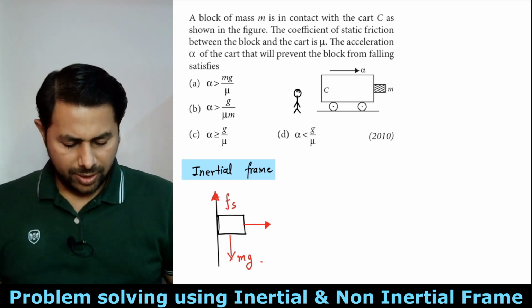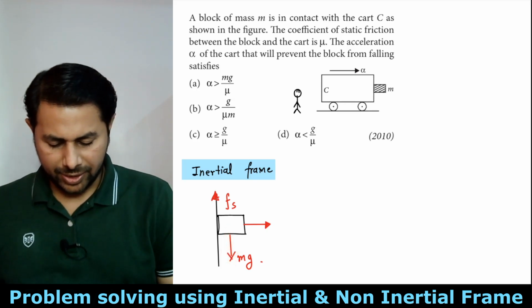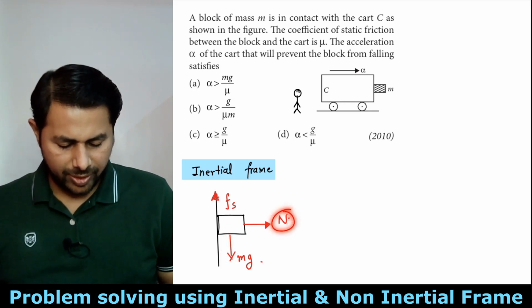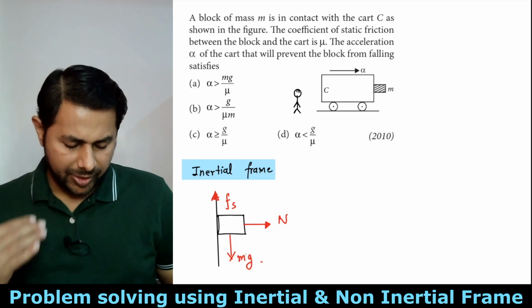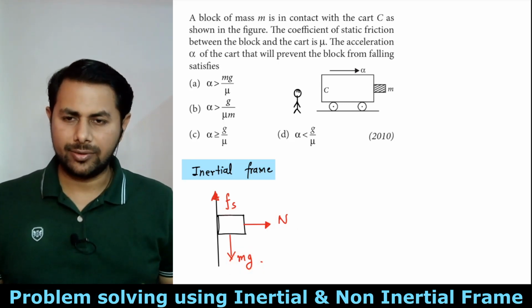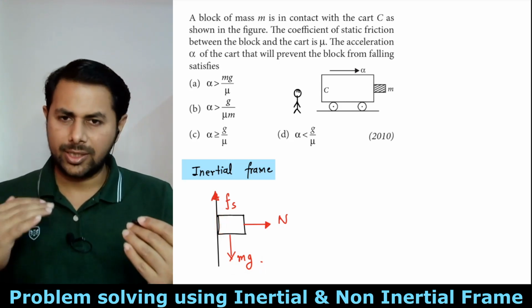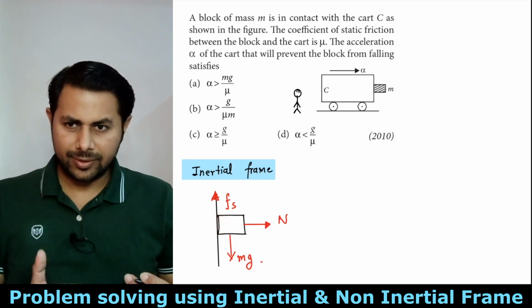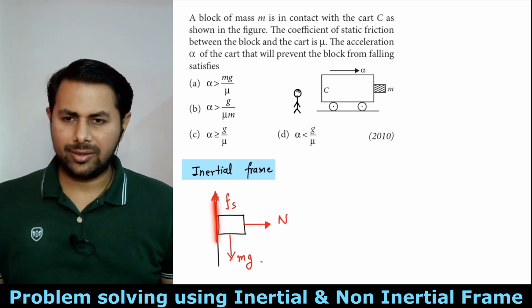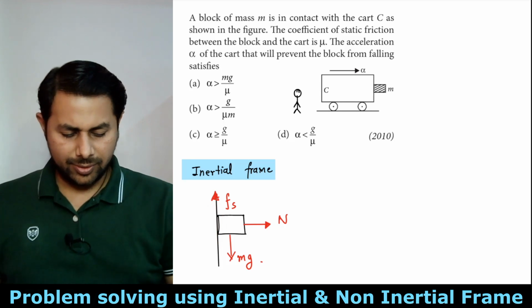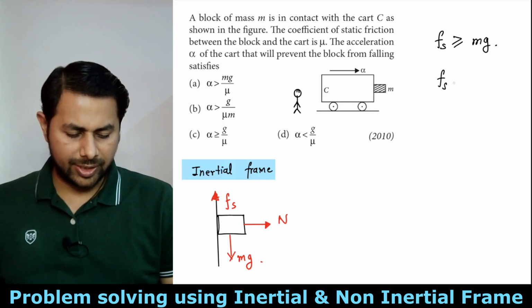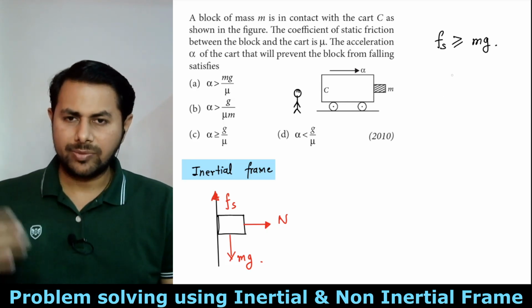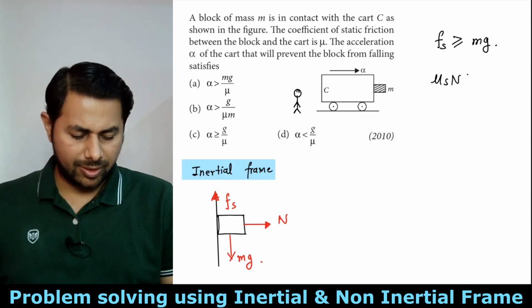If it is not falling down, its weight is totally supported by the friction. Friction is enough to prevent it sliding down from this plane. So friction must be greater than or equal to mg. And the friction is equal to mu s multiplied by the normal reaction. So mu s multiplied by the normal reaction is greater than or equal to its weight.